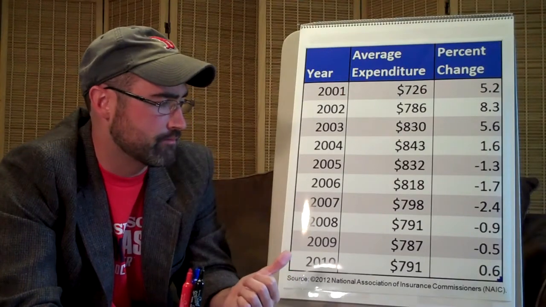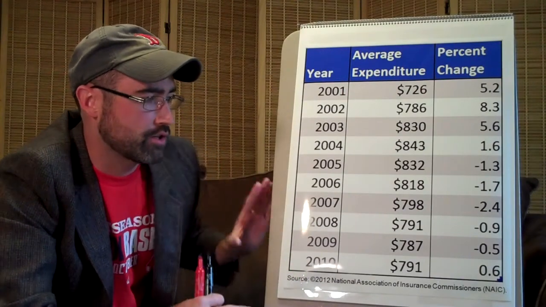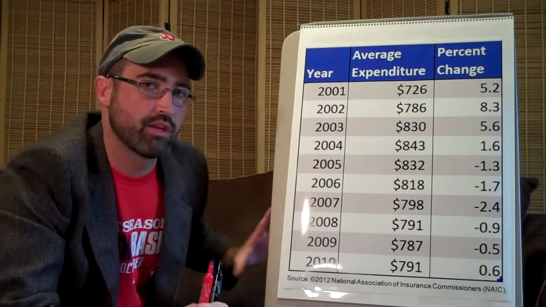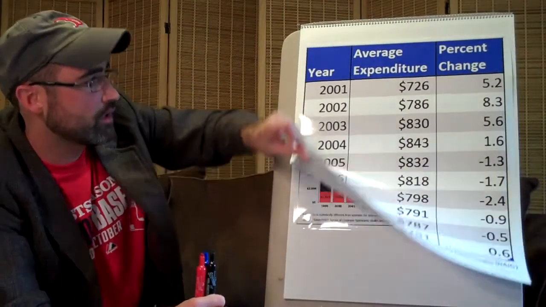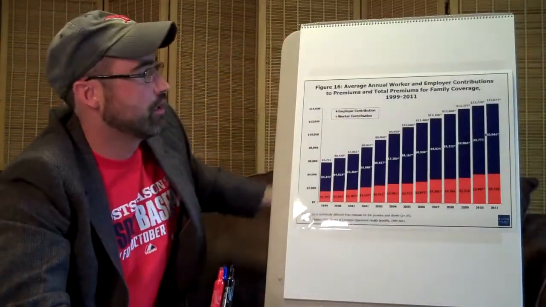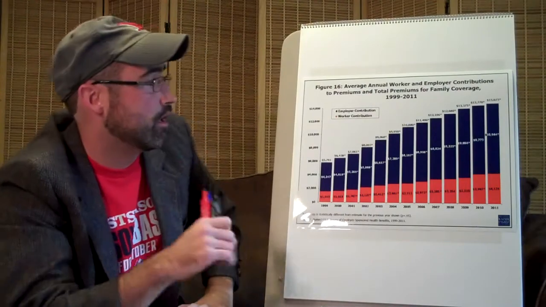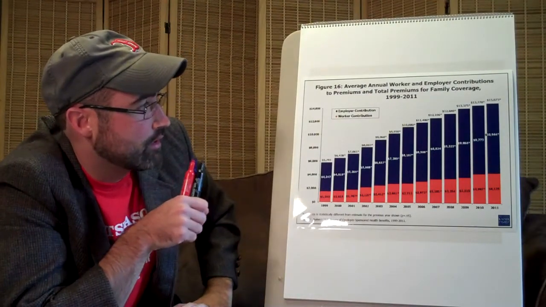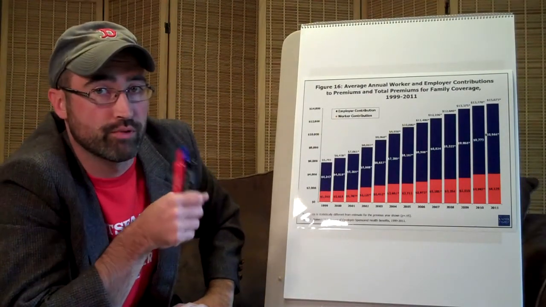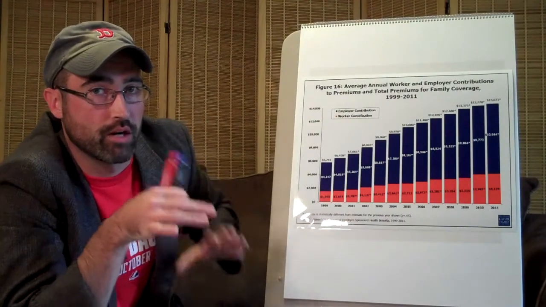Again, car insurance is not purchased through the employer. Everybody gets it on their own, but there's mandates for it still. Health insurance is purchased through our employer, pre-tax, distorted marketplace.